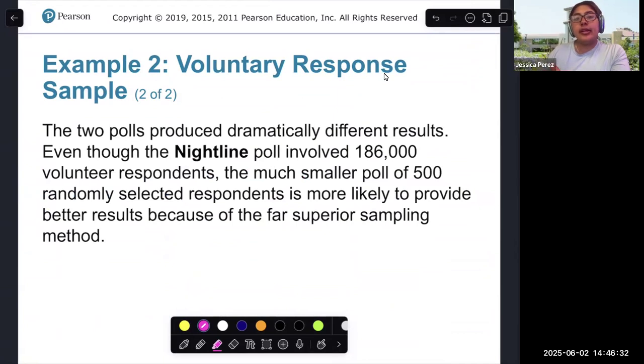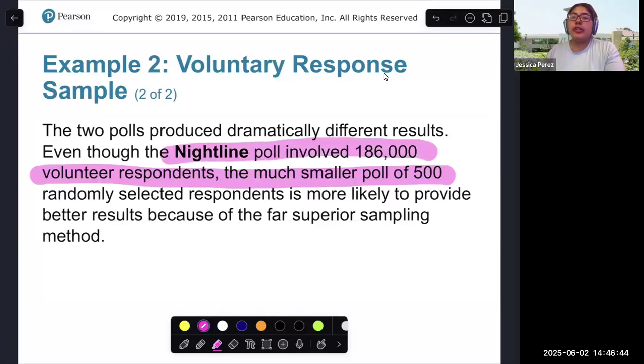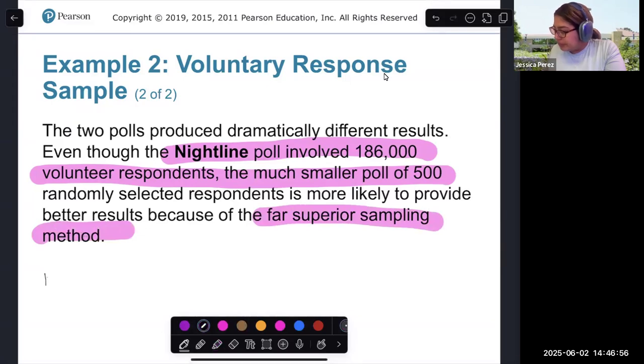One was an independent survey. The other one was a voluntary one. So the volunteer response, which is much smaller, right? When you have the Nightline poll versus the independent poll, the randomly selected respondents are more likely to provide better results because of the sampling method.